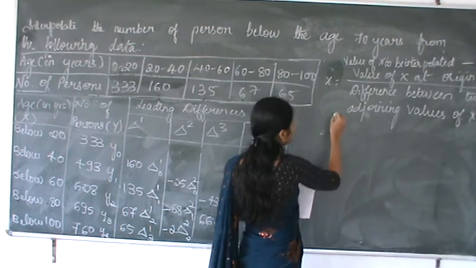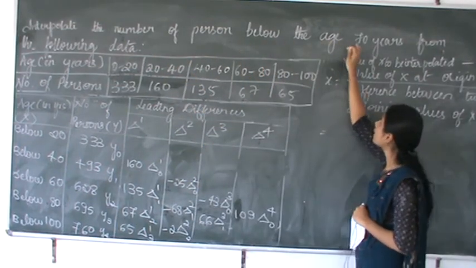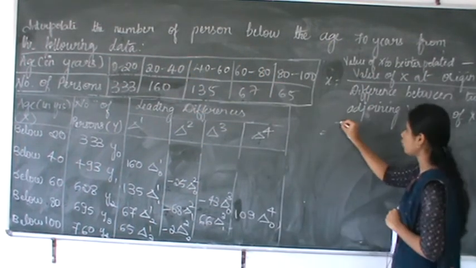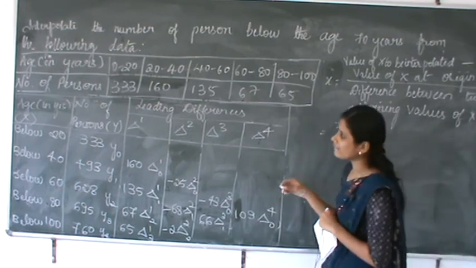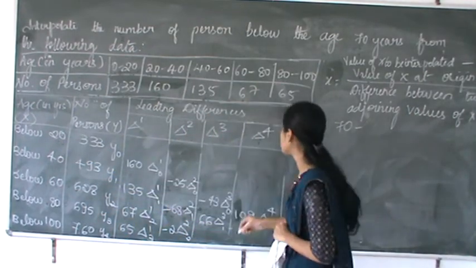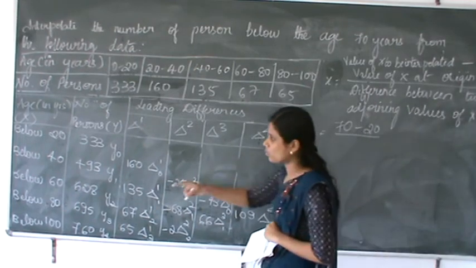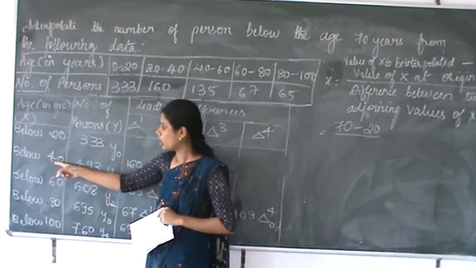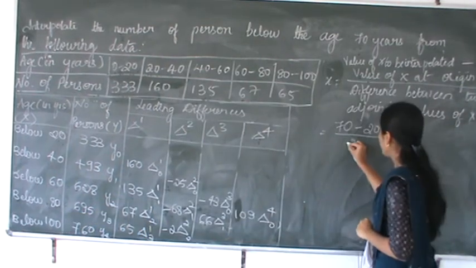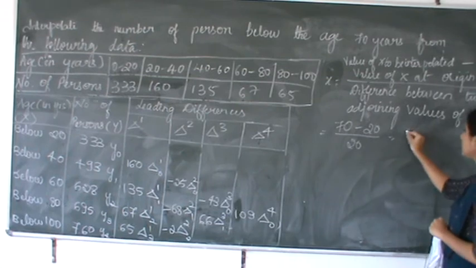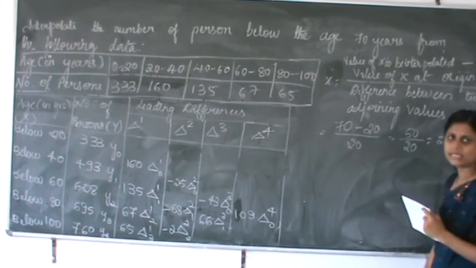First, the value of x to be interpolated. Here we are going to interpolate x equal to 70. Next, the value of x at the origin, that is the beginning value of x in the table, is 20. So 70 minus 20, divided by the difference between two adjoining values of x. 40 minus 20 is 20. Next, 60 minus 40 is 20. So the difference is 20. 70 minus 20 is 50, divided by 20 is equal to 2.5. So the x value is 2.5.